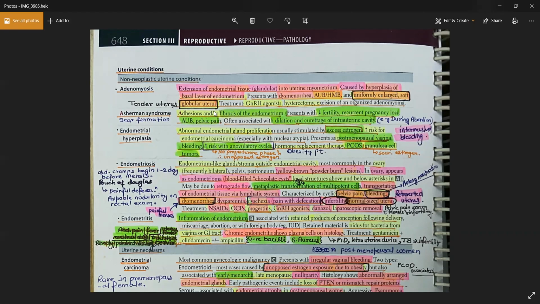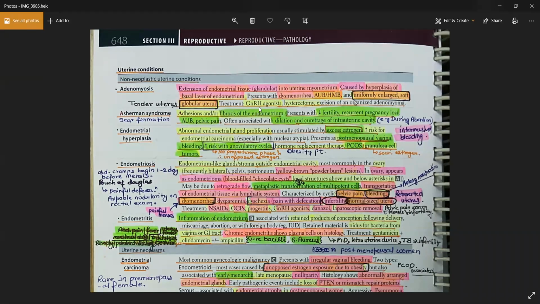You'll have a uniformly enlarged soft uterus, and this patient will have pain with menses. Whenever they have bleeding, they will have a lot of pain, so you will have dysmenorrhea. You can also have abnormal uterine bleeding because of that. So whenever a patient presents with painful menses along with a diffusely enlarged uterus, you will think about adenomyosis.